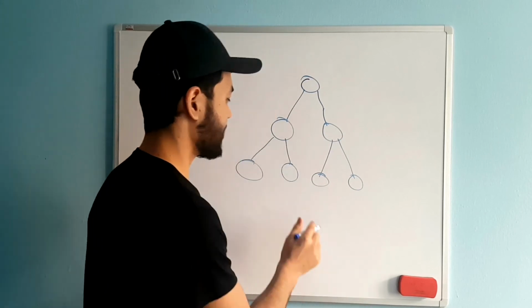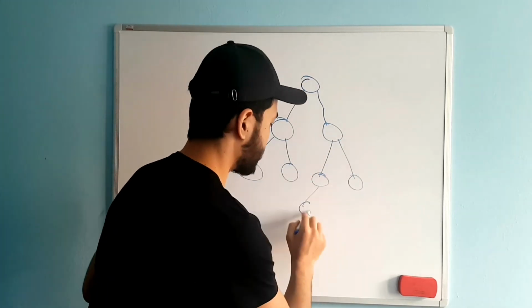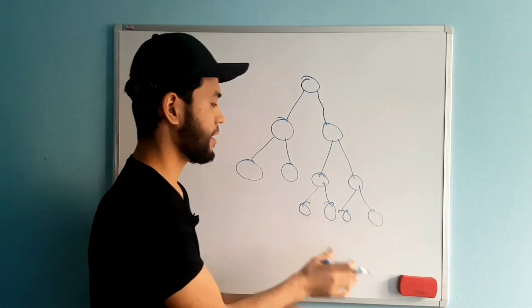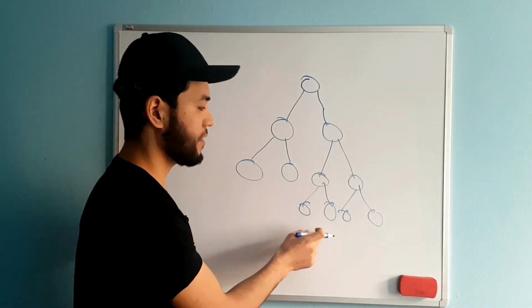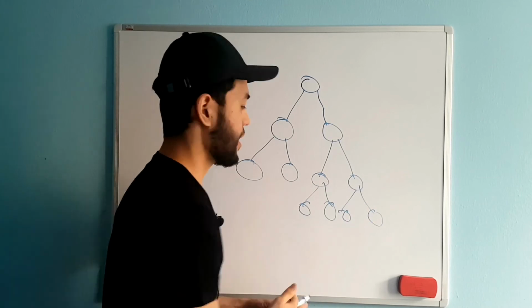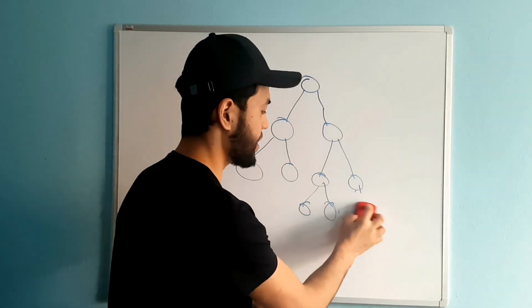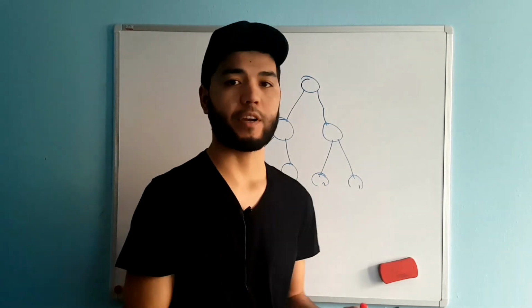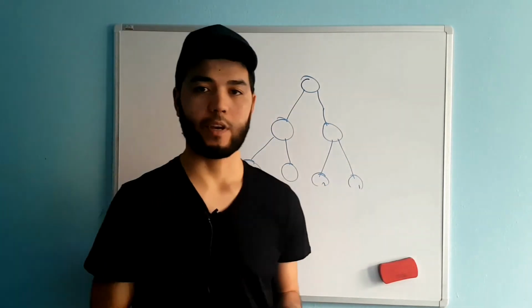Okay, for example, if you have a tree like this, it is not a perfect tree. We have two children, but the leaves are not located on the same level. It means this is not a perfect binary tree. But if the leaves are located on the same level, it means this kind of tree is a perfect binary tree.